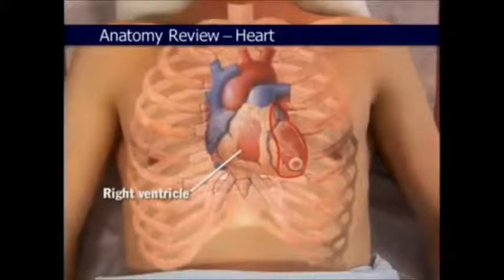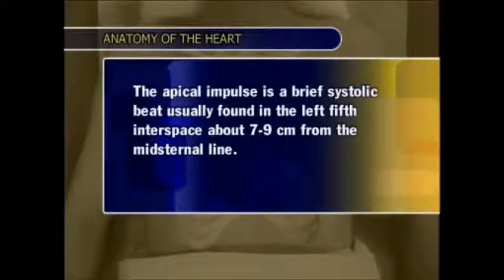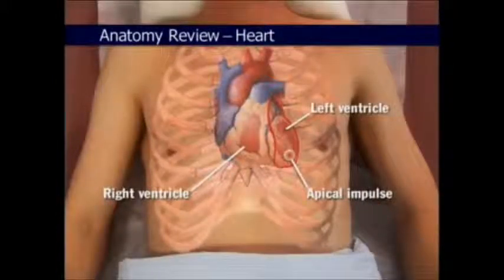Most of the anterior surface of the heart is made up of the right ventricle. The left ventricle lies to the left of and behind the right ventricle. It forms the left border of the heart and produces the apical impulse. The apical impulse is a brief systolic beat, usually found in the left fifth interspace, about 7 to 9 centimeters from the midsternal line. The impulse measures about the size of a quarter, roughly 1 to 2.5 centimeters in diameter.